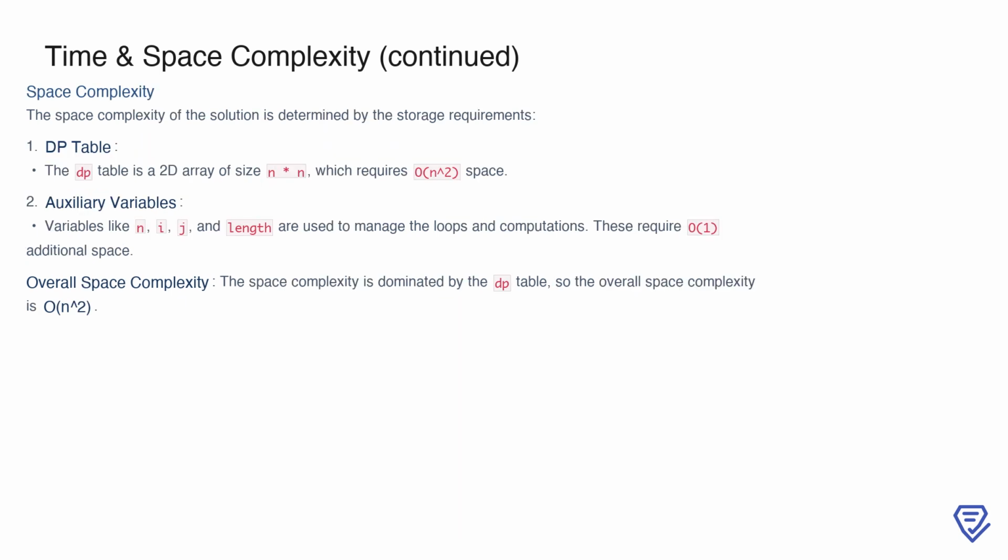Now, let's discuss the space complexity of this solution. The primary contributor to space usage is the dp table, which is a 2D array of size n*n. This means it requires O(n²) space. Additionally, the algorithm uses a small number of auxiliary variables, such as n, i, j, and length, to manage loops and intermediate computations. These require only O(1) space. Since the storage required by the dp table dominates the overall usage, the total space complexity is O(n²). This is a reasonable trade-off for the significant time optimization provided by the dynamic programming approach.